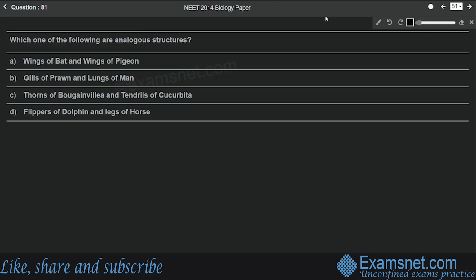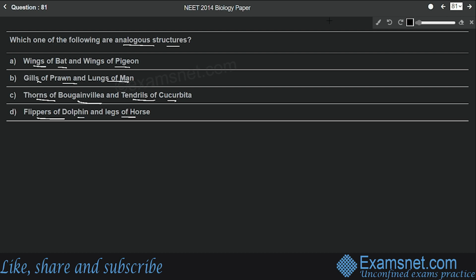Question number 81 is again from the chapter Evolution, and the question is, which one of the following are analogous structures? Option A, wings of bat and wings of pigeon. Option B, gills of prawn and lungs of man. Option C, thorns of bougainvillea and tendrils of cucurbita. And option D, flippers of dolphin and legs of horse.